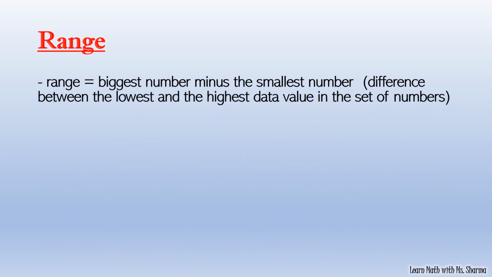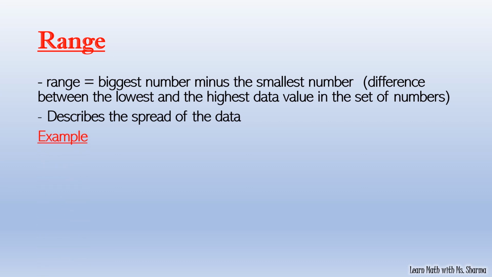Range. Range is the difference between the largest and the smallest number in the data set. So it means the biggest number minus the smallest number. Range describes the spread of the data.